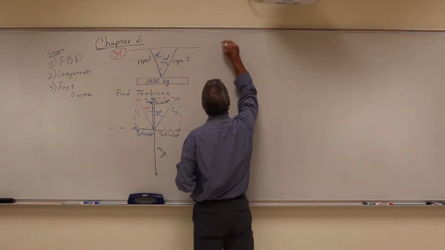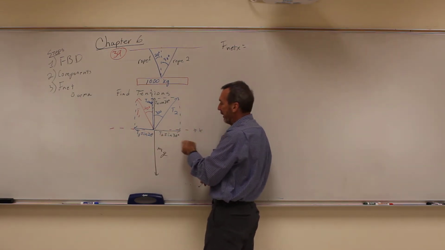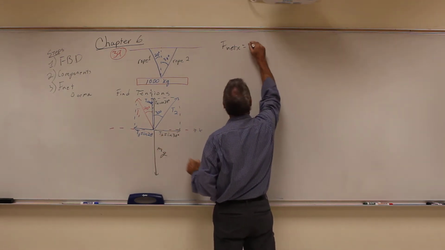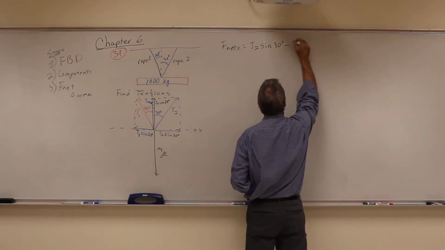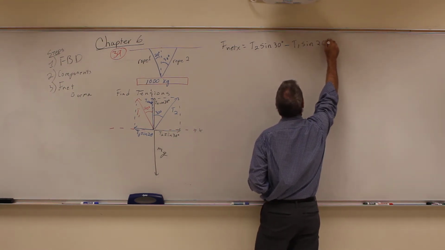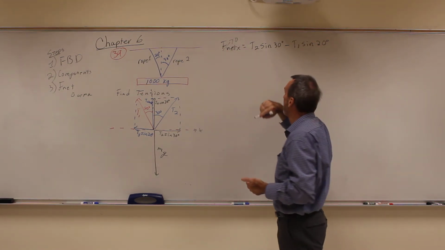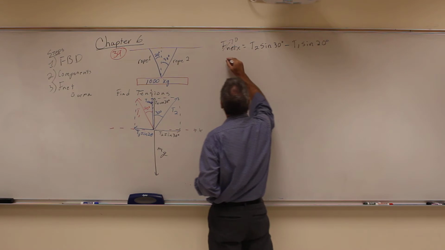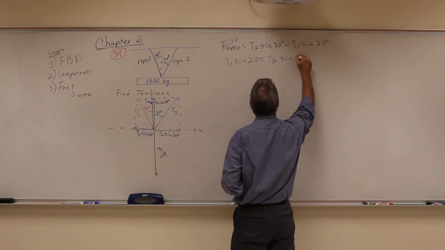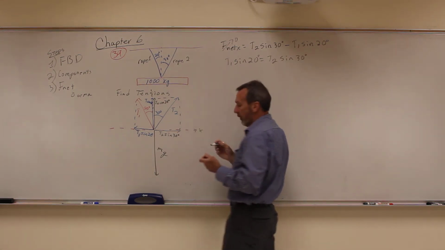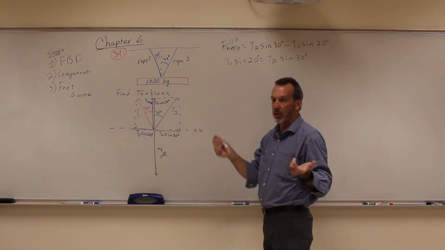So I'm going to do F net x, and I just sum up all the force in the x direction, which I do off my free body diagram. I have positive T2 sine of 30 minus T1 sine of 20. Notice that goes to 0 because it's not moving. And then I can move this to the other side. I can say, well, T1 sine of 20 is equal to T2 sine of 30. However, I can't solve it because I don't know T1 and I don't know T2, so I have 2 unknowns.